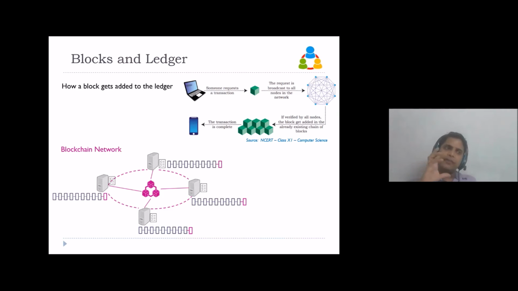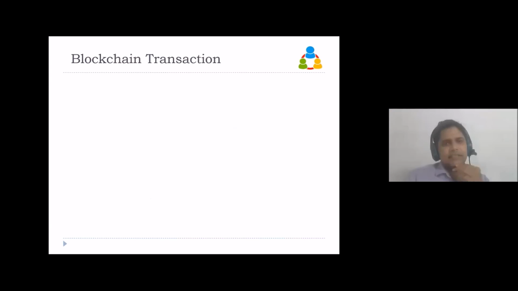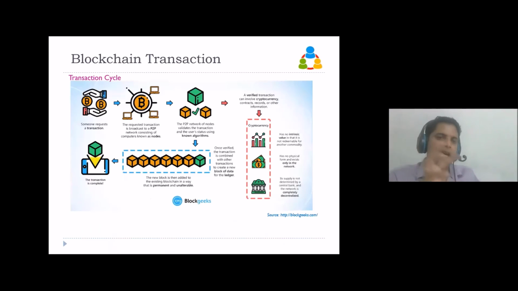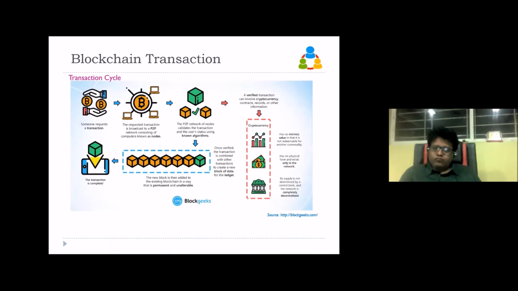So it also prevents something called double spending. You cannot do transfers using the same currency, whatever you have. So this is how a normal blockchain transaction looks. Somebody sends a transaction request, and then the transaction is broadcasted peer to peer. Okay, it is broadcasted to all the network.